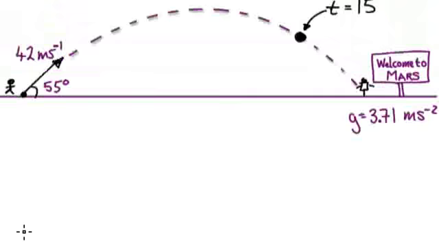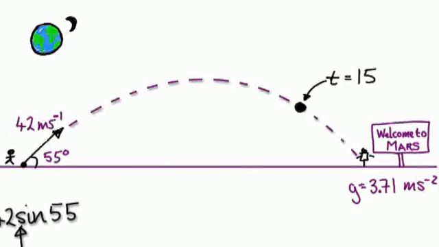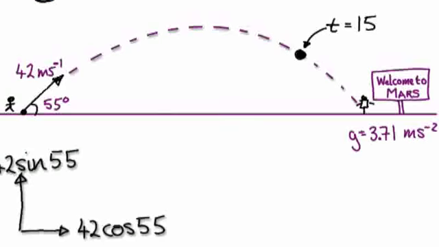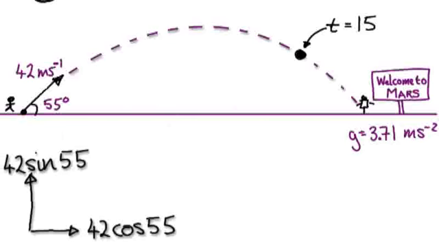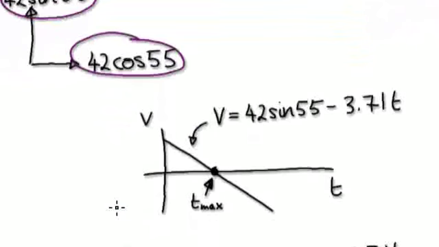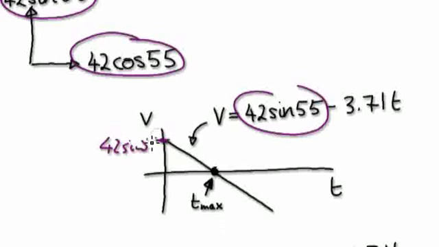Okay, so the first thing to do is to break up the diagonal speed here into its vertical and horizontal components. So here the vertical component will be this, horizontal will be this, and then jump to your velocity time graph, which would be this. So this here is our initial vertical velocity. This point here will be 42 sine 55.